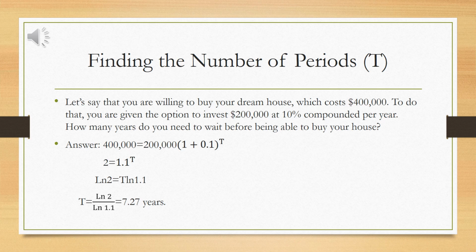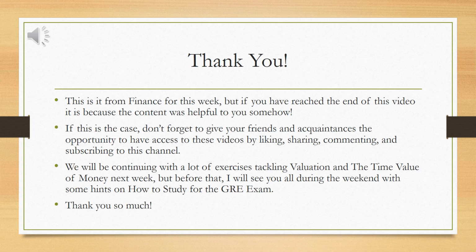So, 400,000 equals 200,000 times (1 plus 0.1) to the power t. 400,000 over 200,000 equals 2. So 2 equals 1.1 to the power t. Ln 2 equals ln 1.1 to the power t. Ln 2 equals t ln 1.1. So t equals ln 2 over ln 1.1, which is 7.27 years. This is it from finance for this week.